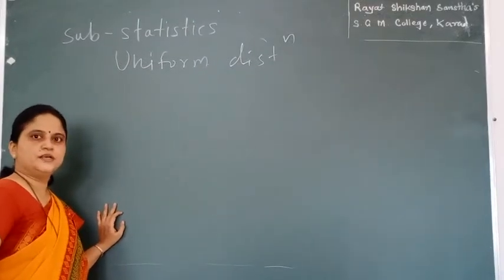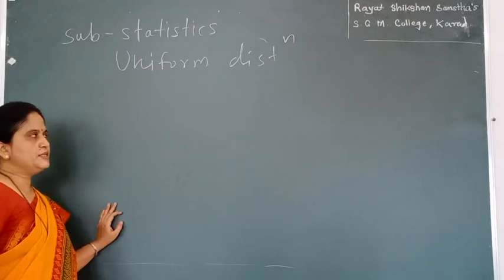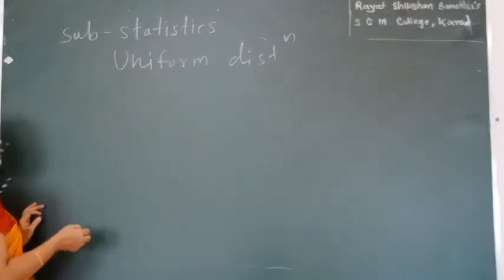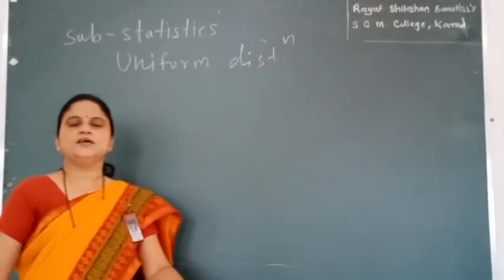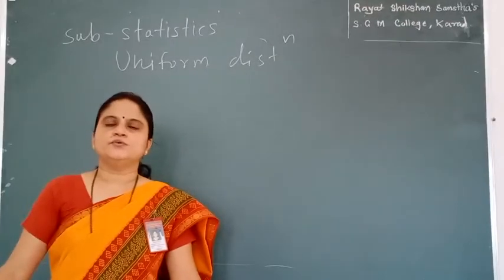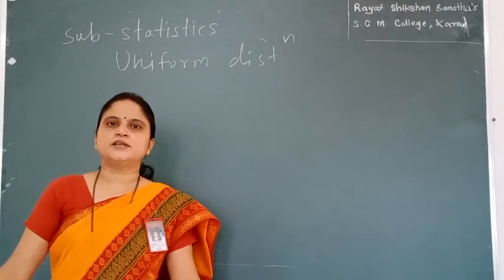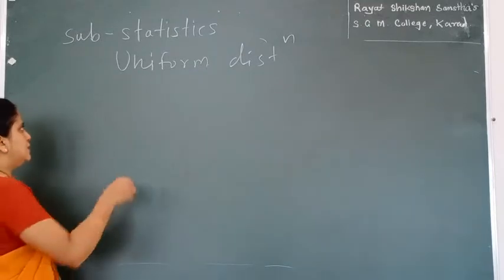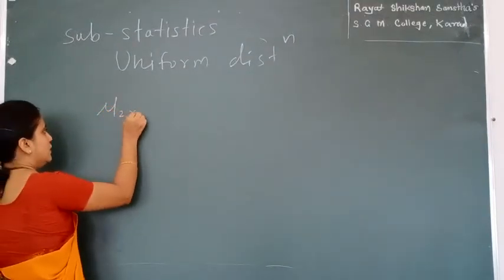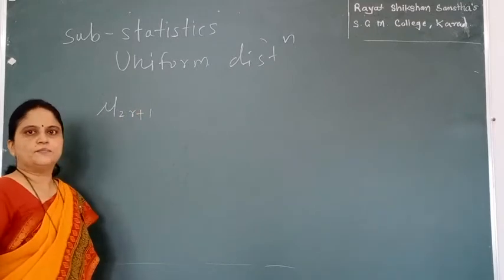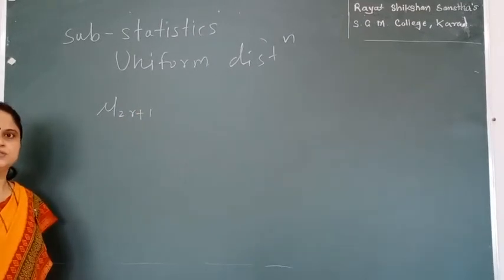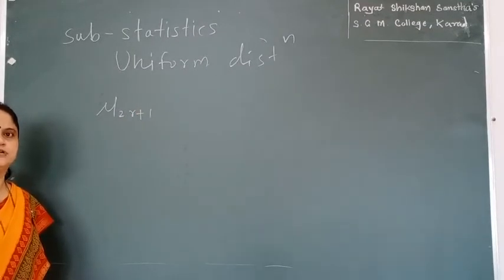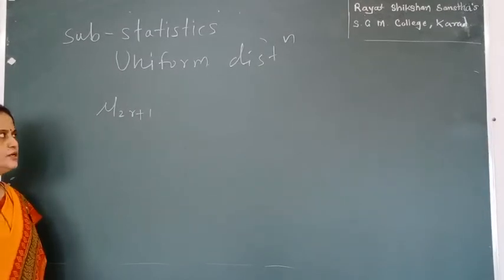Today let us see what the central moments of the uniform distribution are. Central moments are denoted by mu r, and we can find central moments of odd order and even order. We can find central moments of odd order by using mu 2r plus 1. If r is equal to 0, then we get mu 1; if r is equal to 1, then we get mu 3.